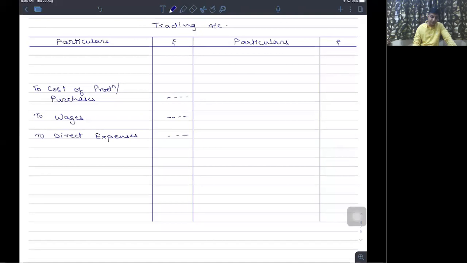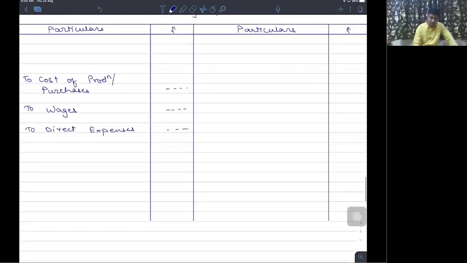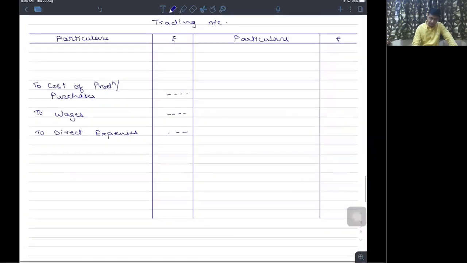All right. Now, it is not necessary, again, that all the goods which are purchased, all the goods which are produced by the organization, are all being sold off. There will be some goods, there can be some goods which are still in stock or not. And therefore, by closing stock, you can either reduce it from the trading account debit side from the purchases, or you can show it on the trading account credit side. This is basically the stock of finished goods in case of the trader.